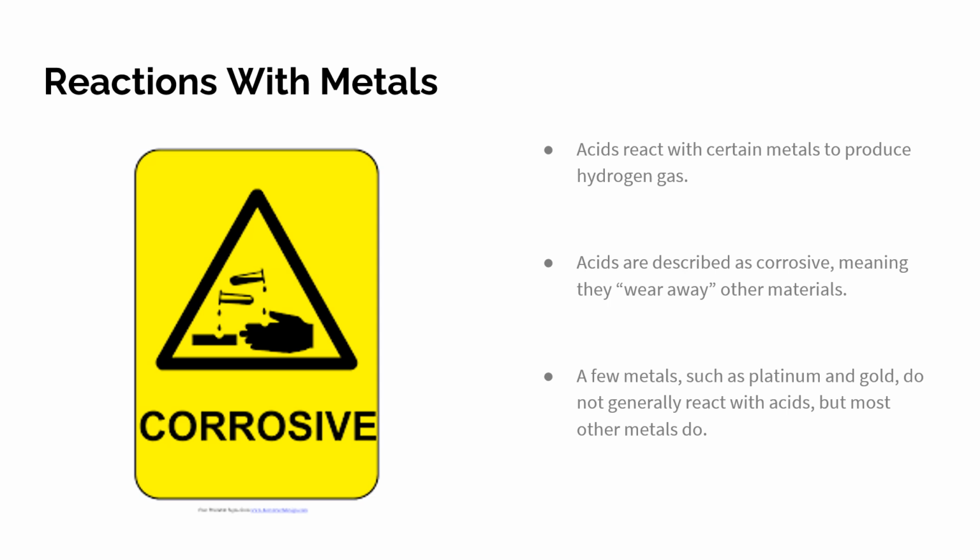Reactions with metals. Acids react with certain metals to produce hydrogen gas. Acids are described as corrosive, meaning they wear away other materials. A few metals, such as platinum and gold, do not generally react with acids, but most other metals do.